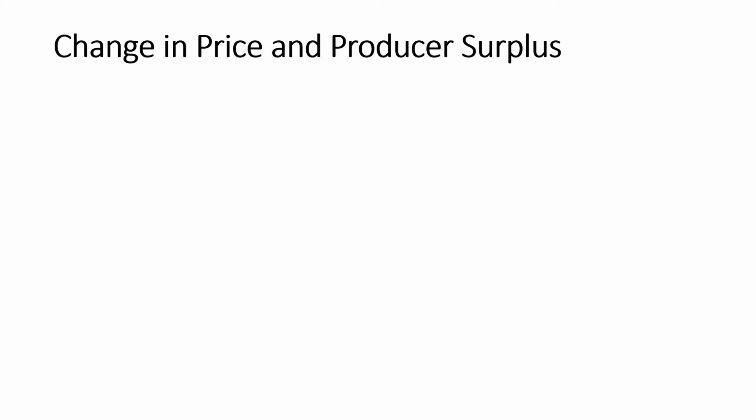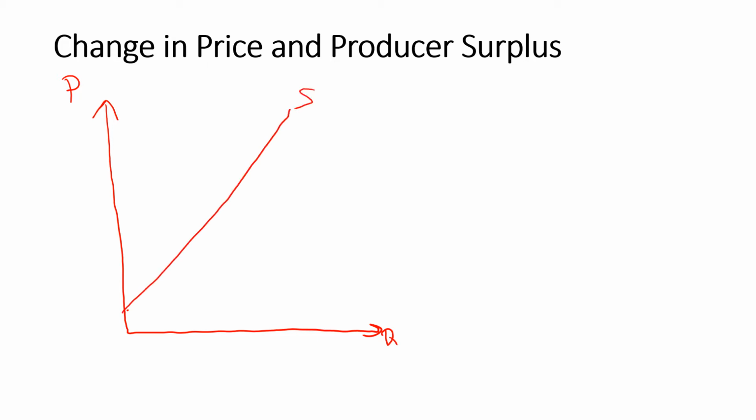So guys, let's look at what happens to producer surplus when the price of the product is decreasing. Let's suppose we have the supply for a certain product. We're going to have price 2 over here, which corresponds to quantity supplied 2, and then the price of the product decreased. Price 1 over here, we're going to have quantity 1.